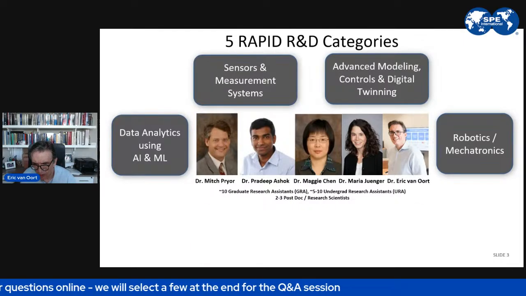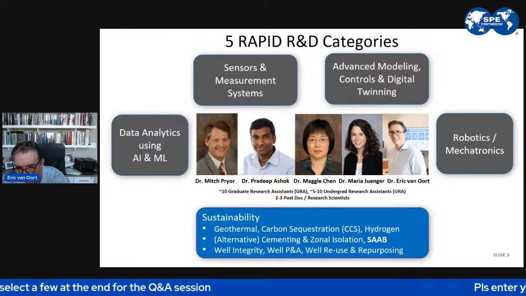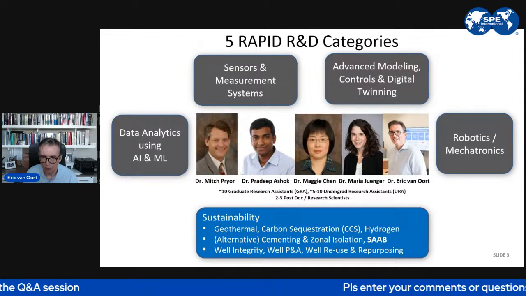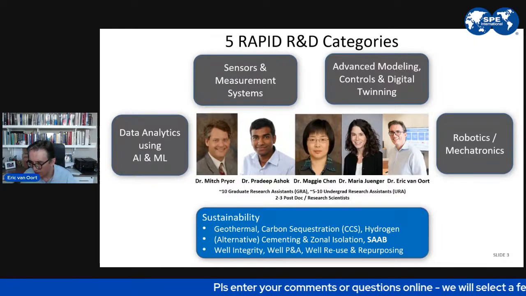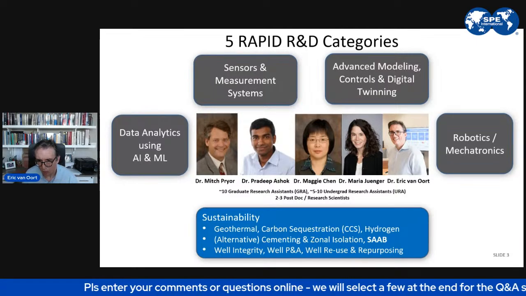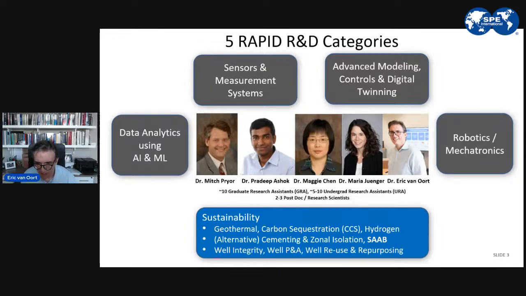And what I'll talk to you about today falls within the category of sustainability. So on the sustainability side, we work on geothermal, carbon sequestration, and hydrogen wells. We look very much at alternative cementing and zonal isolation, and shale as a barrier kind of falls under that. And then overall kind of looking at well integrity, well P&A, and potential well reuse and repurposing, for instance, repurposing old oil and gas wells as geothermal wells. So it's a very specific kind of research direction for us, but what I'm showing you today, RAPID is about much more than just shale as a barrier.